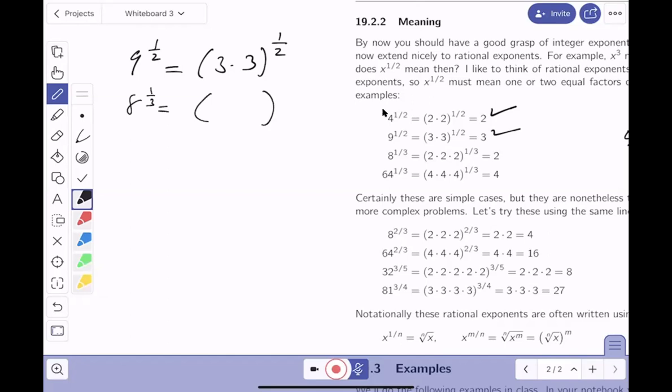Let's do 8 to the 1/3 now. What do they want over there? One of the three equal factors of 8. Well, the three equal factors of 8 are 2. 2 times 2 times 2 is 8. And one of those things is just 2.